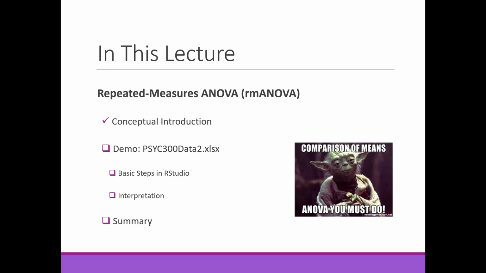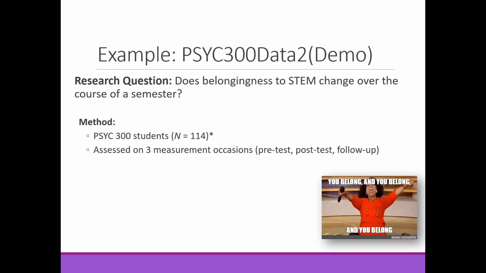And so let's talk about our demo using the Psych300 Data2 dataset. Say that 10 times fast. And so let's say that we were trying to answer the research question, does belongingness to STEM change over the course of a semester? And to answer that question, we surveyed Psych300 students like you, and then they were assessed on 3 measurement occasions: pre-test, post-test, and follow-up.